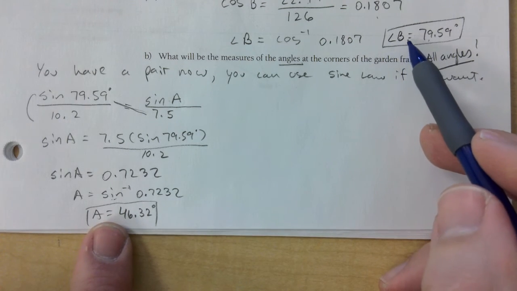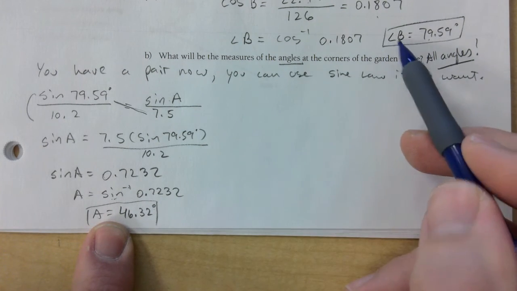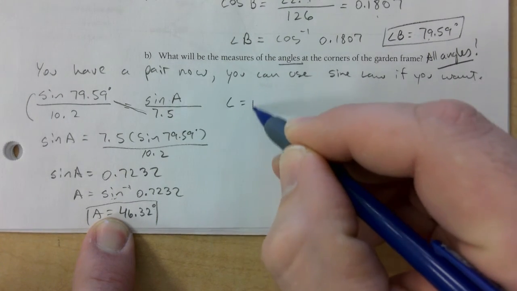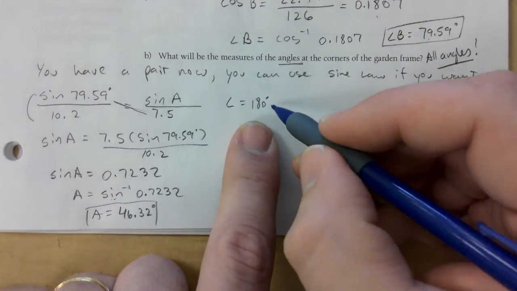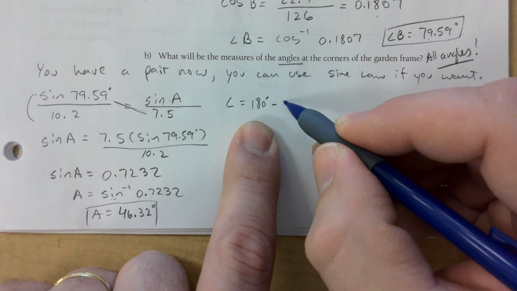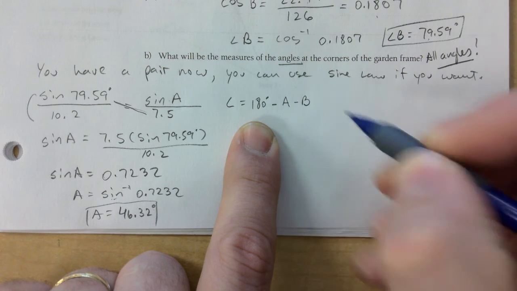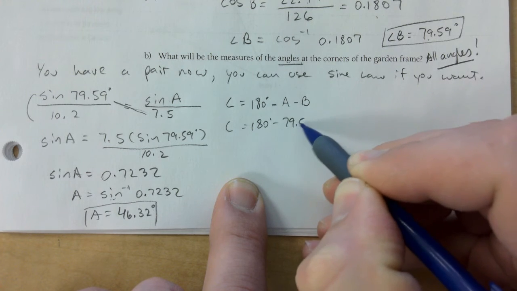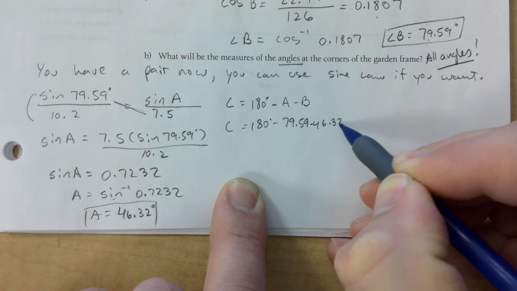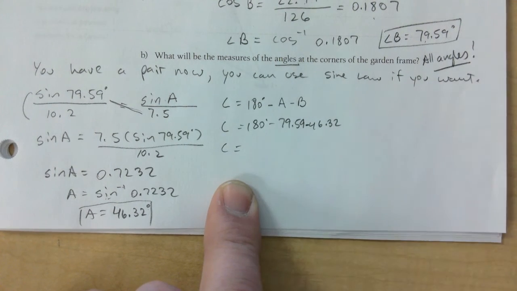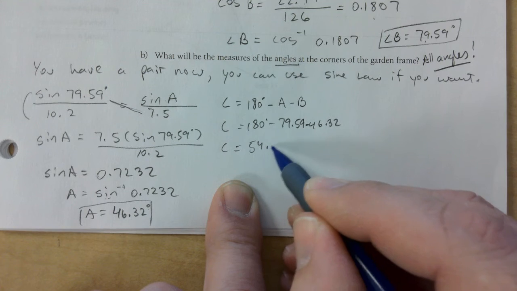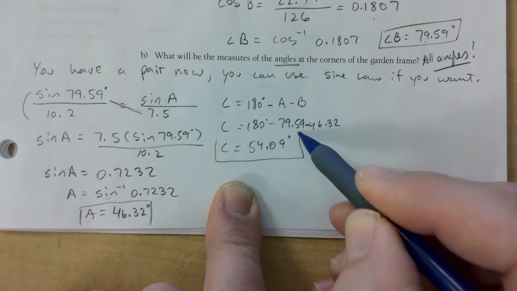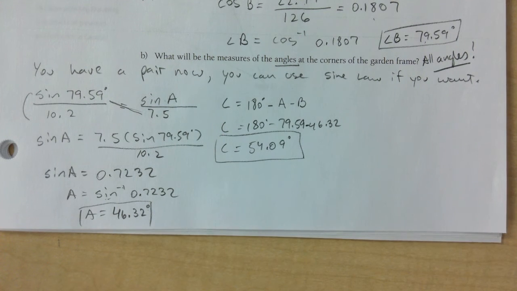So you have A and B. It's easy to find C now. Angle C is just going to be 180, because a triangle's interior angles always add up to 180. So we're going to take away angle A and angle B from it. So 180 minus 79.59 minus 46.32. That's 54.09. So all three angles have been found.